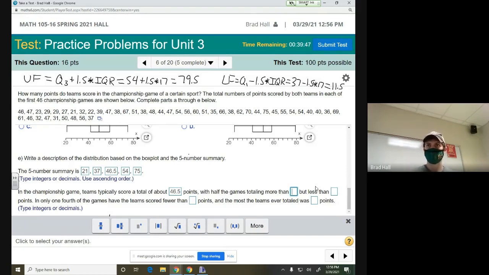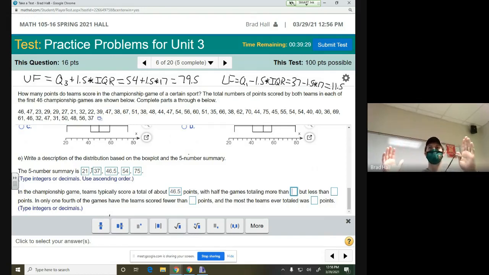Can you scroll up? More than 37. Well, all you need is right here. More than 21, less than 75. So more than 21, less than 75. More than 37, less than 54. It's more than 37 and less than 54 because you only want half.